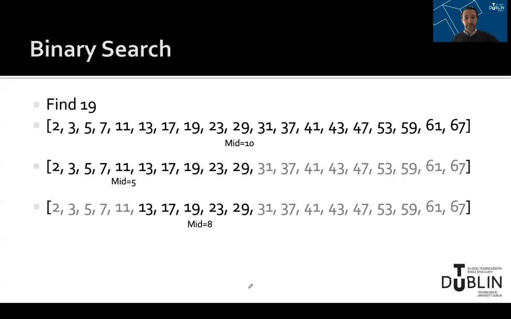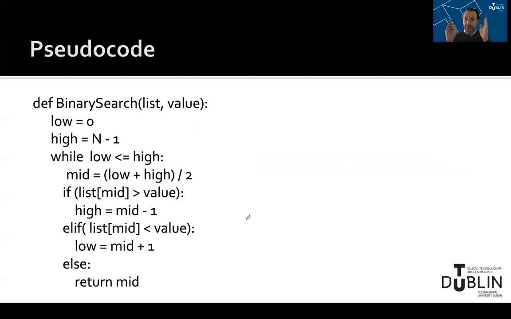So here's our example. Find the number 19. So the midpoint, which is the 10th element, is 29. Is 19 less than 29? It is. So that means 19 must be in the left side. Then we find the midpoint of the left side, the 5th element. Is 19 bigger than that? Yes. So therefore, 19 must be in that small section there. And we keep on going down further and further.